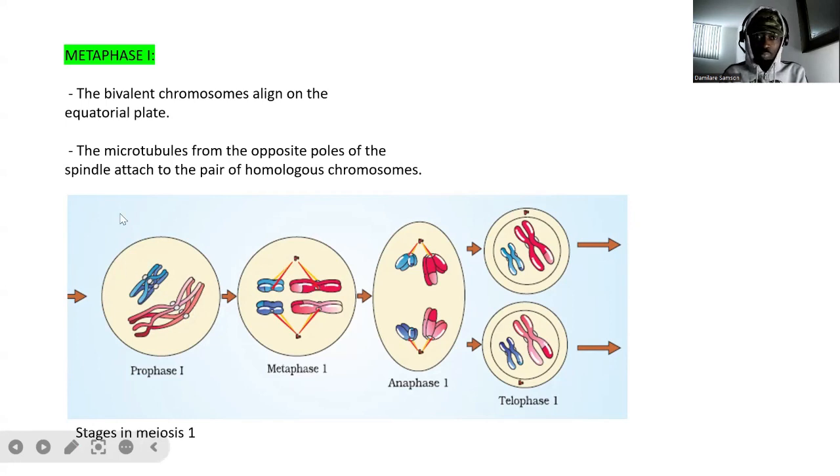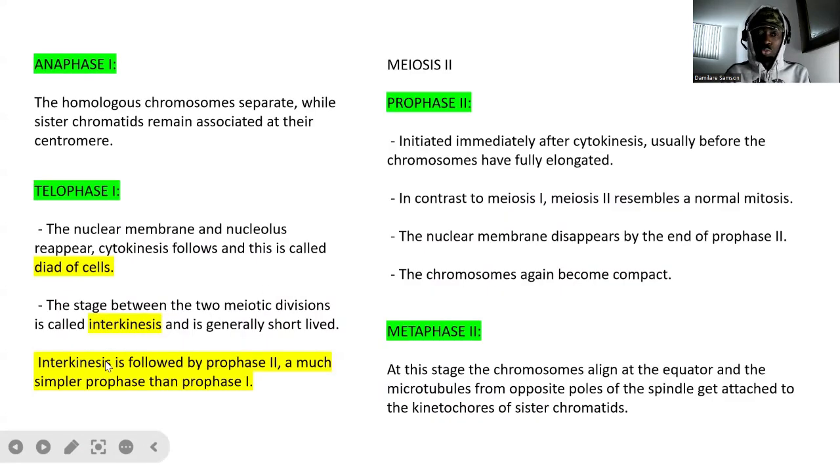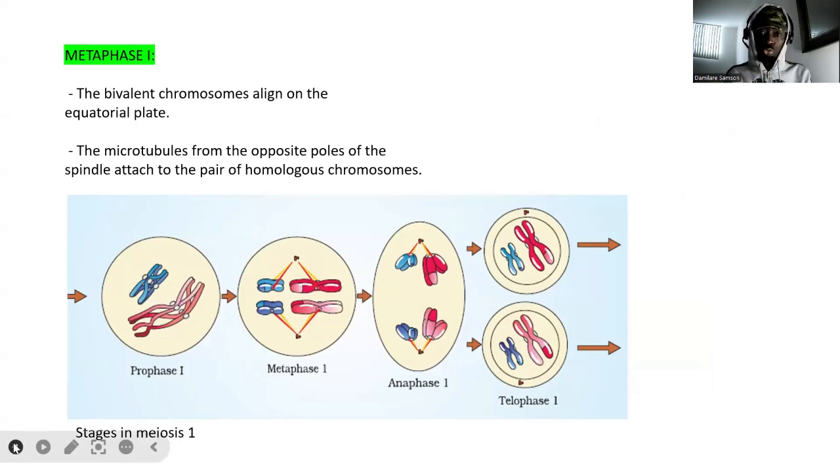So the microtubules from the opposite poles of the spindle attach to the pair of the homologous chromosomes. So as you can see here, the spindle fiber is coming, which is from microtubules. The spindle begins to form and begins to attach to them so that it can draw them to where they need to be drawn to. That is at the metaphase. We are talking about the metaphase now. So they will align, so the next thing can happen. So here now we have the anaphase and the telophase.